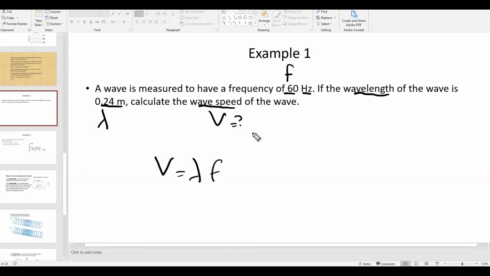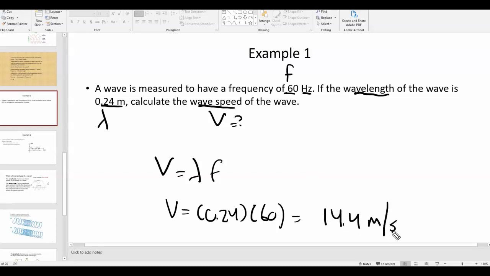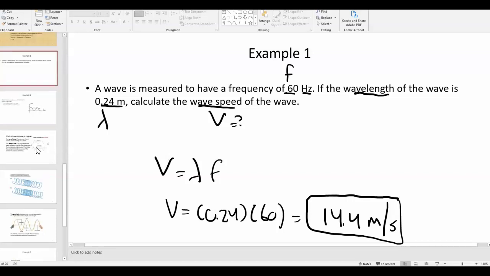All right, I have lambda and I have F. V equals the wavelength 0.24 times the frequency of 60. I put that in my calculator. I get 14.4 meters per second. Boom. I'm done. No hard calculations with the wave equation. Pause there if you need to look at that some more.